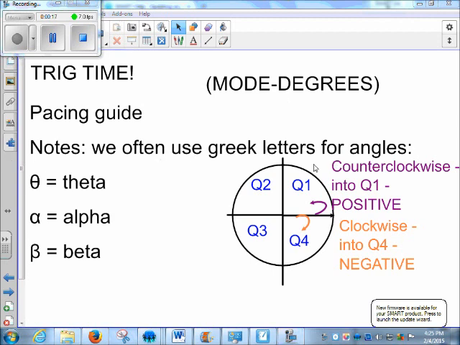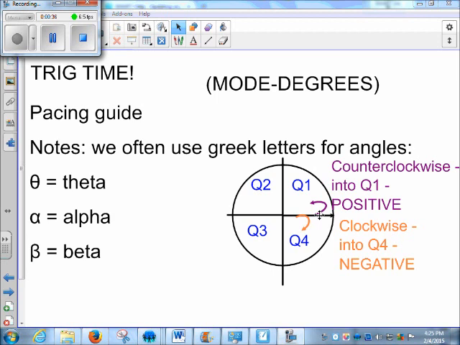I'll often use Greek letters for angles. This is theta, alpha, and beta. They're just like x or y, they're just variables. We'll be talking a lot about the quadrants, so make sure you know where they are. Where x and y are both positive, that's quadrant 1. Where x is negative and y is positive, quadrant 2, and so forth.